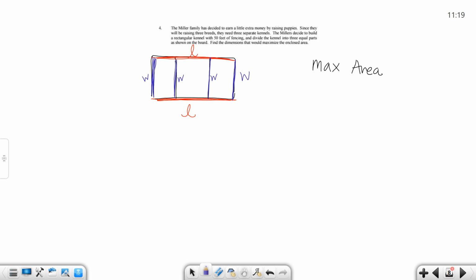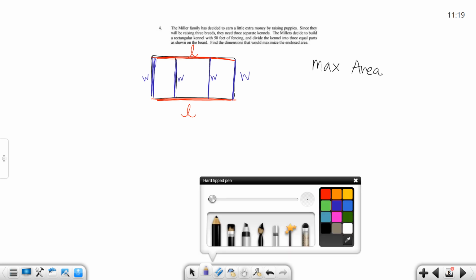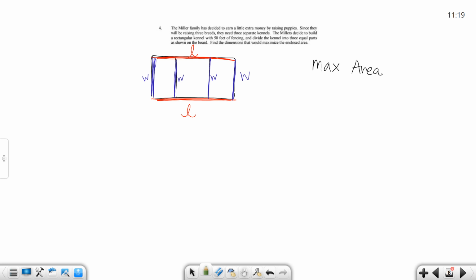The first thing we had to do, of course, was talk about maximum area, and I'm talking about the area of the rectangle. There's a lot going on in this picture, but when we're talking about the area of a rectangle, that's just this green region right here. So the area of any rectangle would just be length times width. Alright, so what I have to do is change the area function to only having one variable.